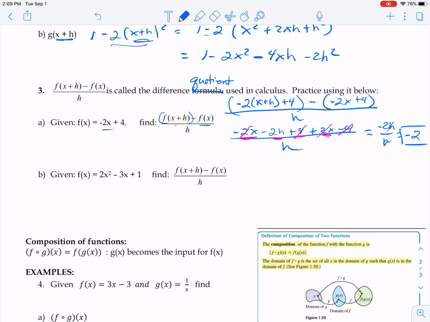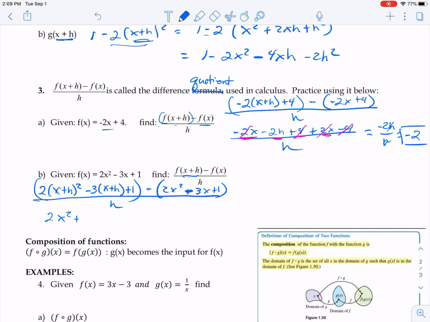Okay, let's do the same thing again. x plus h in here, you get 2 times (x plus h) squared minus 3 times (x plus h) plus 1. Then I'm going to subtract the function as it's written on the paper, minus 3x plus 1. The whole thing's divided by h. If I clean this up, you get 2x squared plus 4xh plus 2h squared minus 3x minus 3h plus 1.